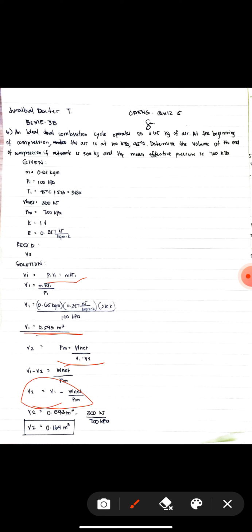So, our V2 is equal to 0.593 cubic meter, which is our V1, minus W net of 300 kJ over PM of 700 kPa. So our V2 is equal to 0.164 cubic meter. So that's all. Thank you, sir.